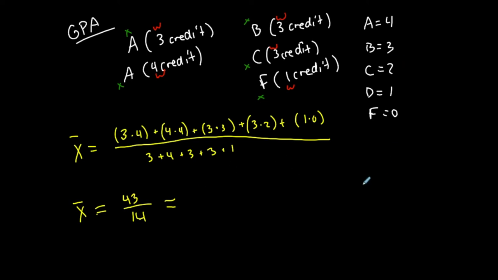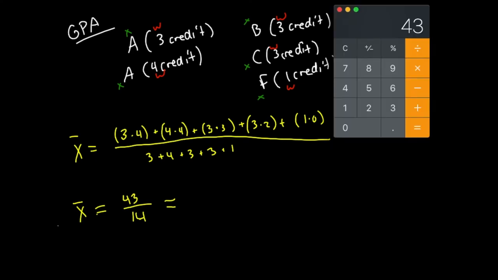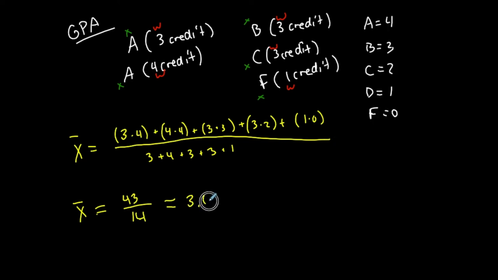43 divided by 14 is 3. I'm going to do 0.07 because if you recall, GPAs usually have two decimals to the right of the decimal place. So 3.07 is her overall GPA for that semester. And that is a weighted mean.